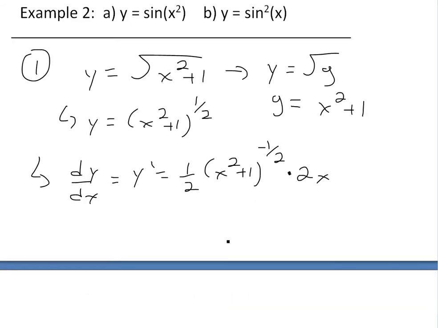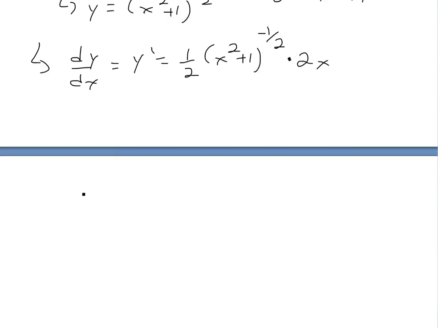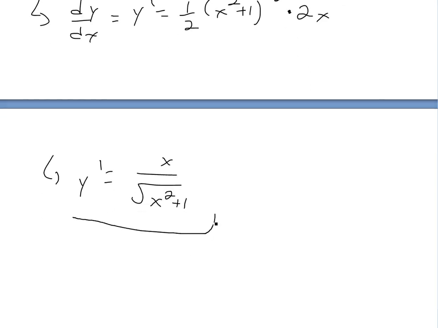We could leave it like this, or we could simplify this further. We could cancel the 2's and make this a positive power by putting it below as a root. So we get y prime is equal to, the 2's cancel, x over square root of x squared plus 1. That's the same thing as x squared plus 1 to the power of negative 1 over 2. So this is our answer right here.